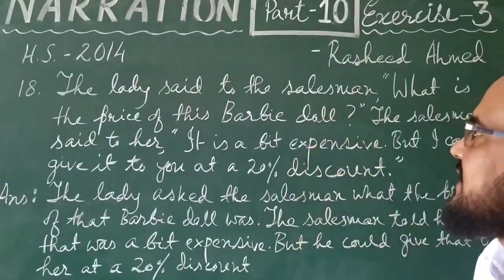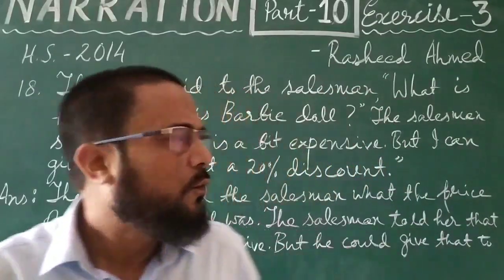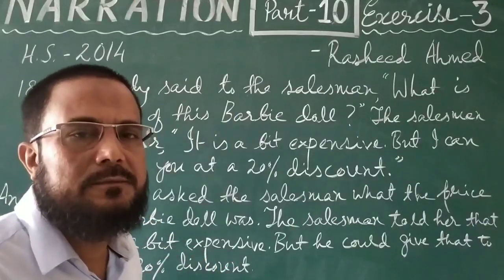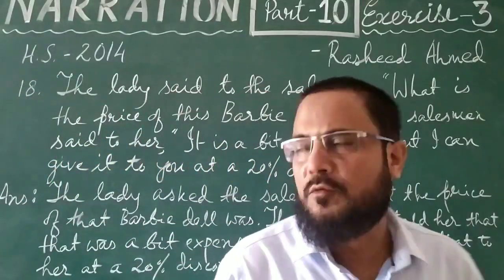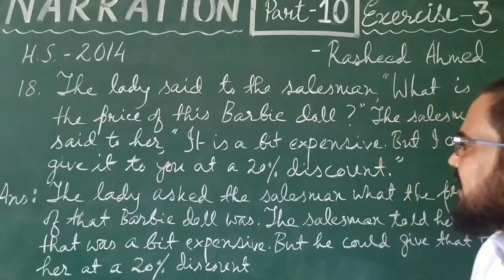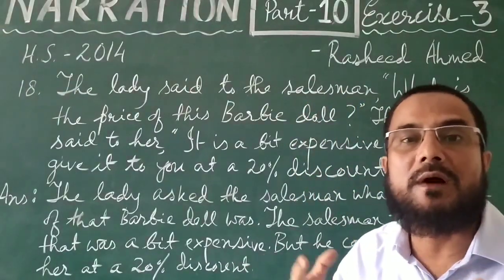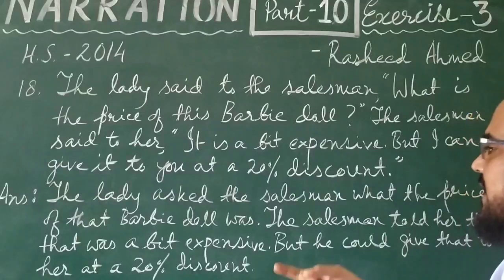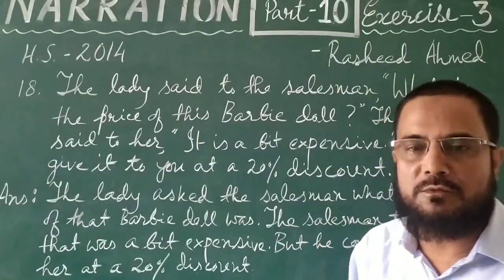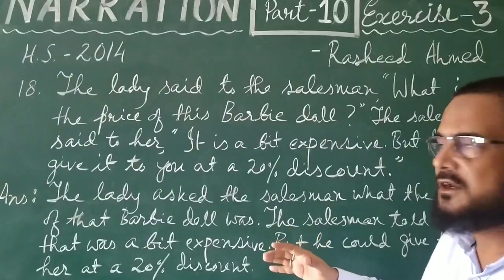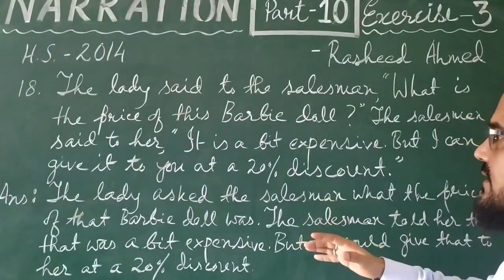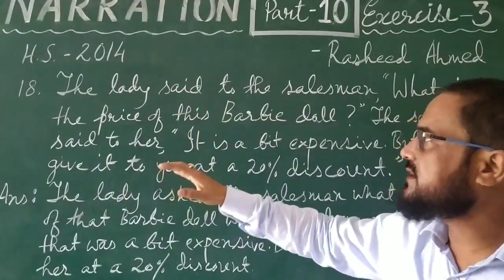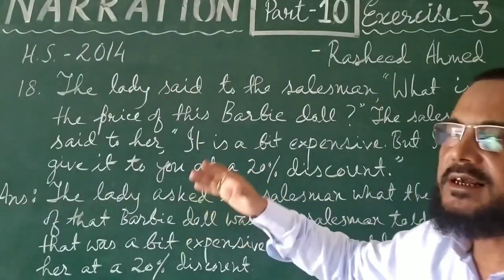Let us see the question and the answer again. The lady said to the salesman, "What is the price of this Barbie doll?" The salesman said to her, "It is a bit expensive, but I can give it to you at a 20% discount." The answer is: the lady asked the salesman what the price of that Barbie doll was. The salesman told her that that was a bit expensive, but he could give that to her at a 20% discount. I think you have understood it. You write it down in a notebook and try to understand. And this was the first question that came in 2014. And the next sentence will be the second question that came in 2014.